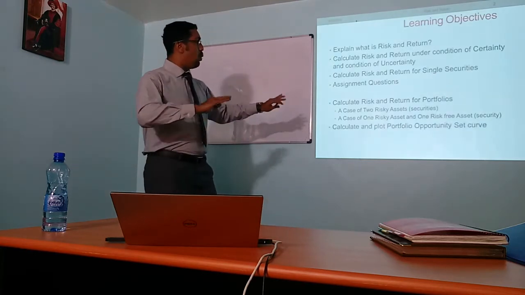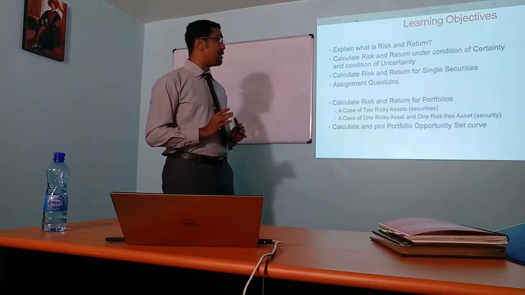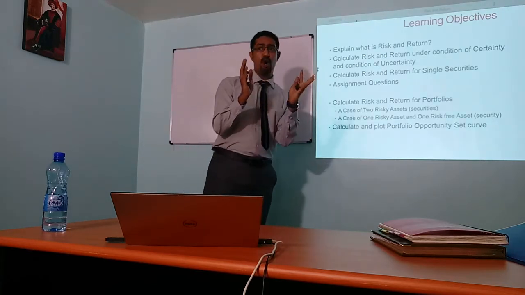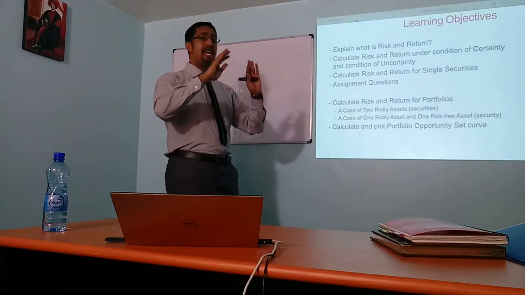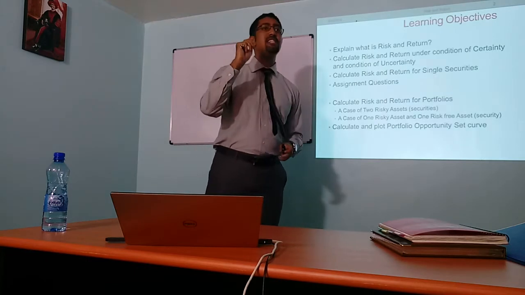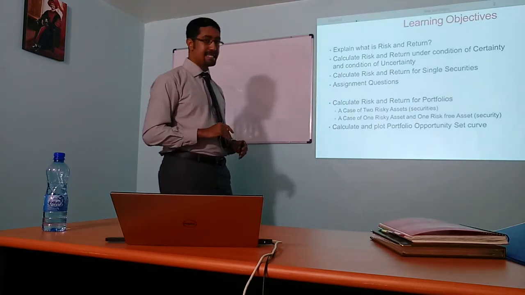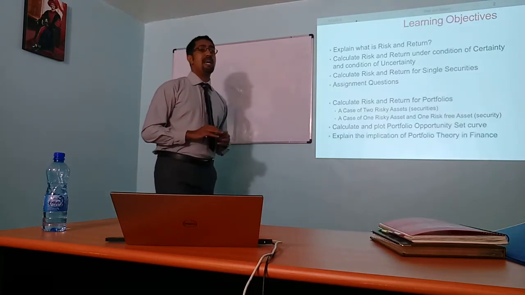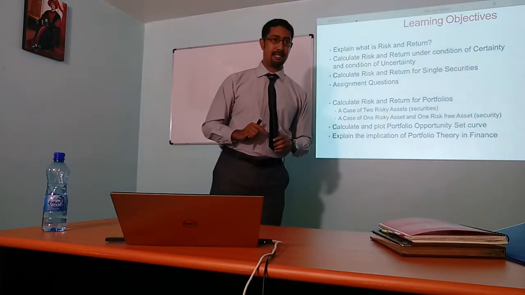Then, once we are able to calculate risk and return for portfolios, we should be able to come up with a portfolio opportunity set curve. This curve will enable us to ascertain which is the optimal portfolio that an investor can actually attain. Then we should be able to explain the implications of portfolio theory in finance.